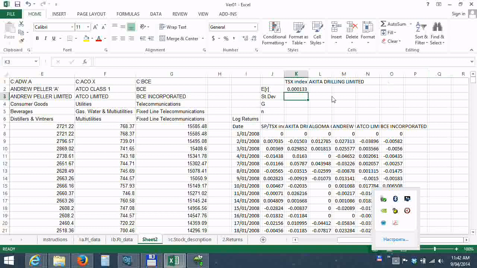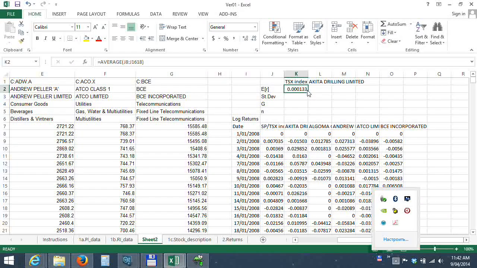Now, this is the average daily percentage return on the TSX Composite Index. However, normally we would want to represent this in the annualized form to see what's the average percentage return that we get on the Canadian market. So I would multiply this figure by 250 and it would give me the percentage return on the TSX index.